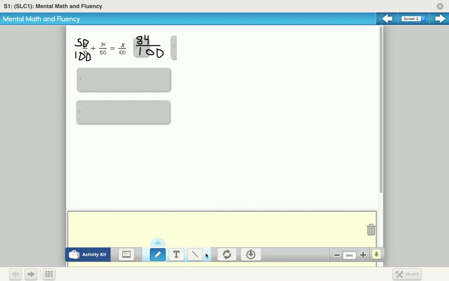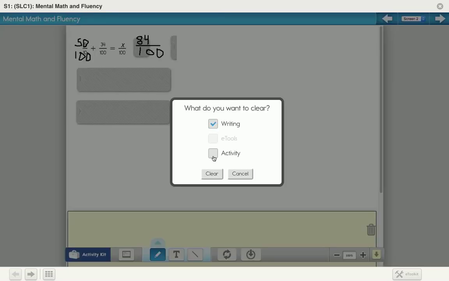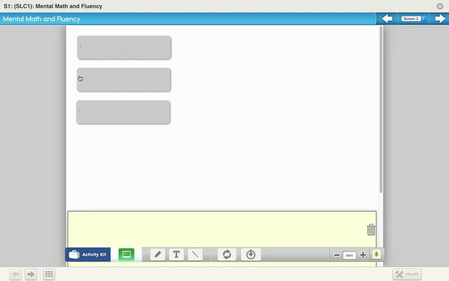Okay, the next problem. Nine-tenths plus 2/100ths. So again, in this problem, we have tenths and hundredths. So we can't add them the way they are. We have to change it so that the denominators match. So we would have to multiply the 9 times 10 and the 10 times 10 to turn this into hundredths. So 9 times 10 would be 90, and 10 times 10 would be 100. So we would have 90 hundredths plus 2 hundredths, which would equal 92 hundredths.